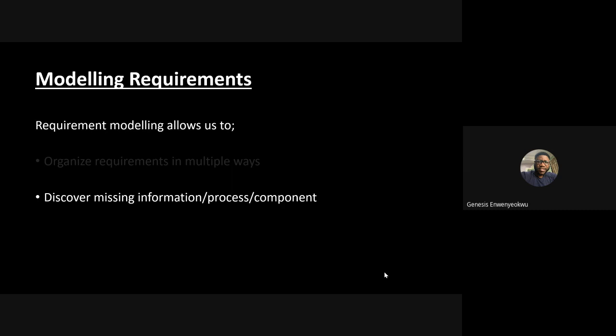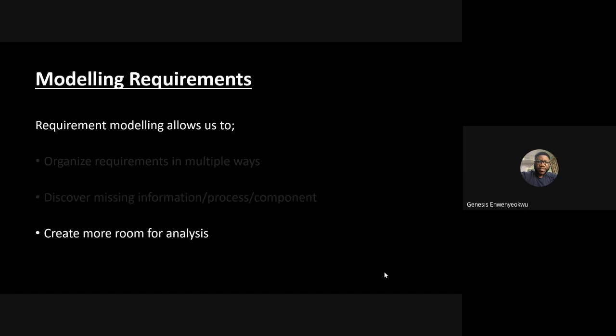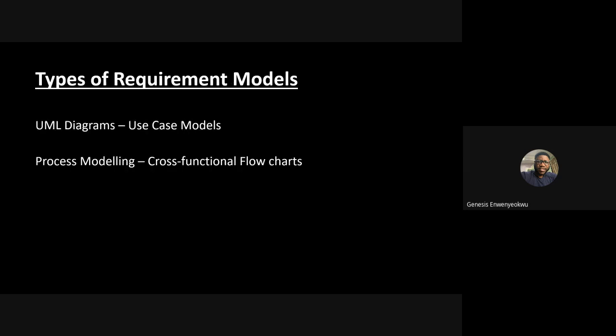But by the time you draw a cross-functional flowchart, or should I say process model, you might realize that there could be a step, a process, an activity or a task that you have completely omitted when you're writing or considering your acceptance criteria. So that's part of the thing that modeling requirements helps us to understand. It helps us to create more room for analysis. It also helps us to understand the extent of what needs to be implemented, or should I say the extent of what needs to be done.